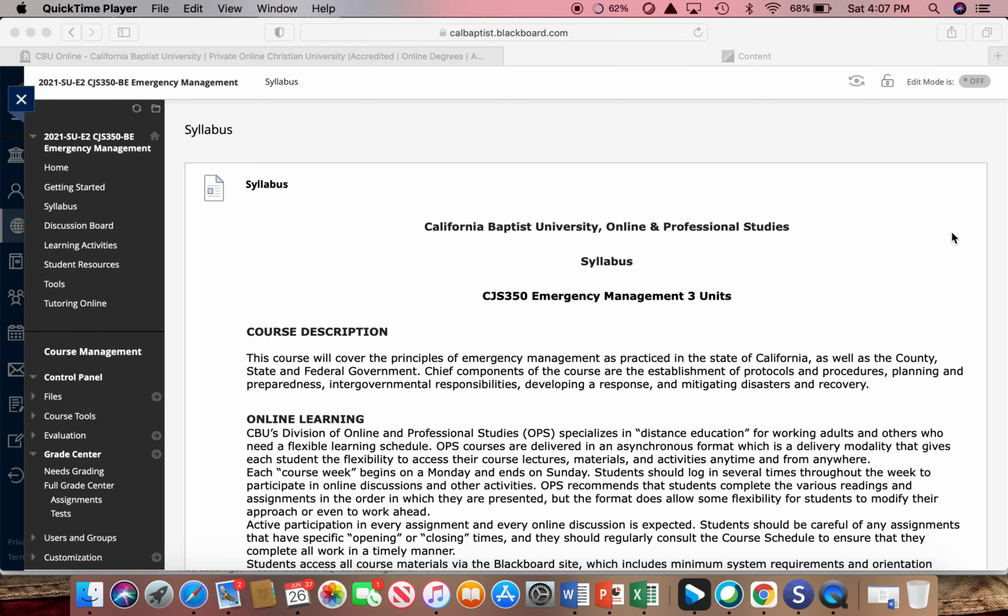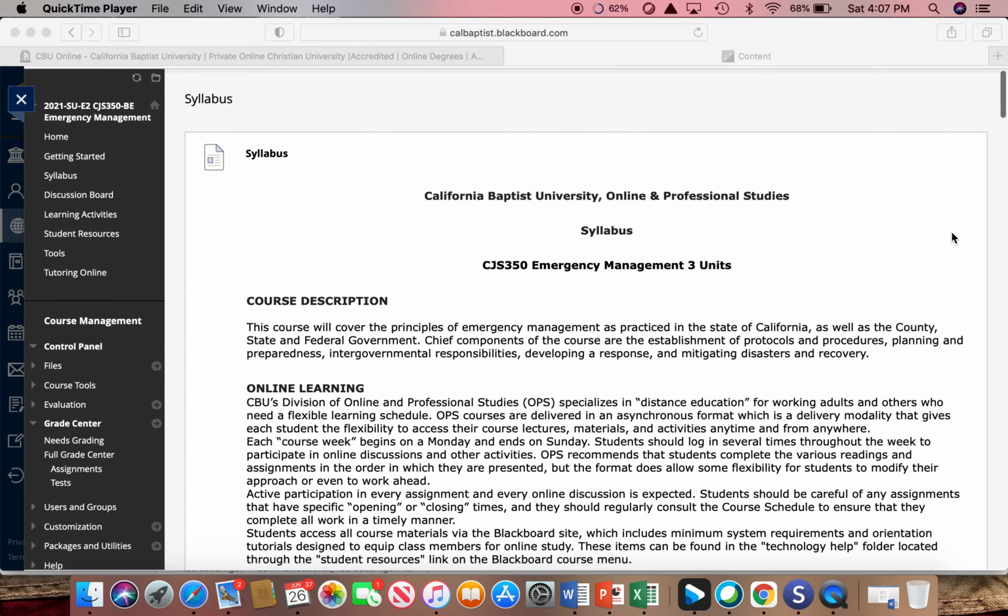So quickly, this course will cover the principles of emergency management as practiced in the state of California, as well as the county, state, and federal government. The chief components of this course are the establishment of protocols and procedures, planning and preparedness, intergovernmental responsibilities, developing a response, and mitigating disasters and recovery.